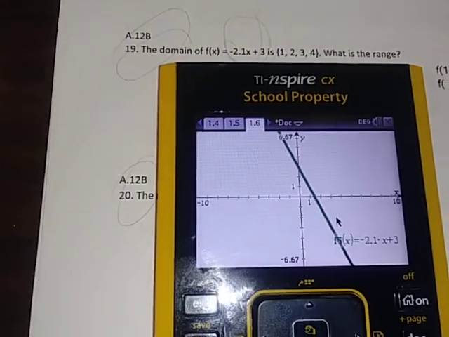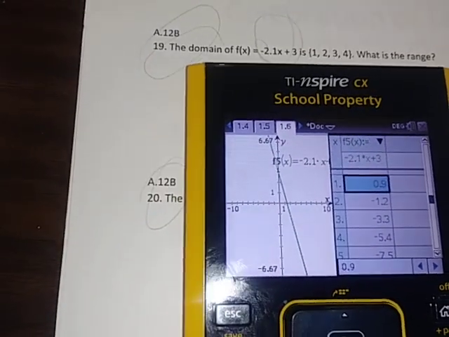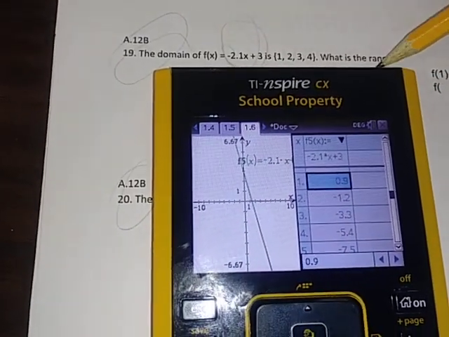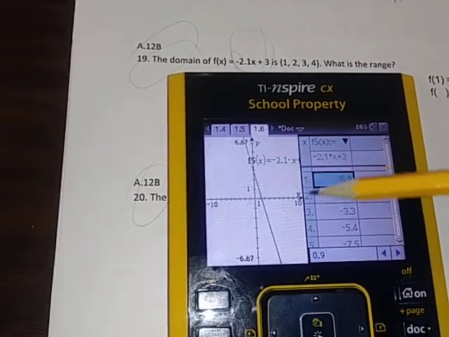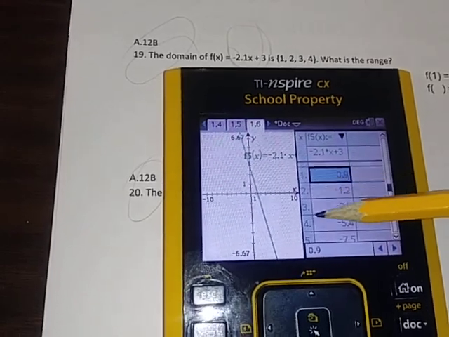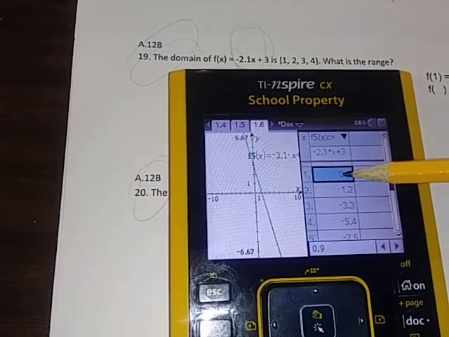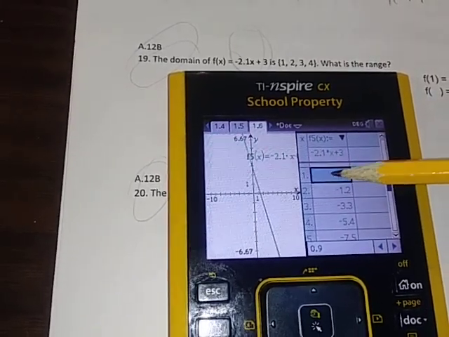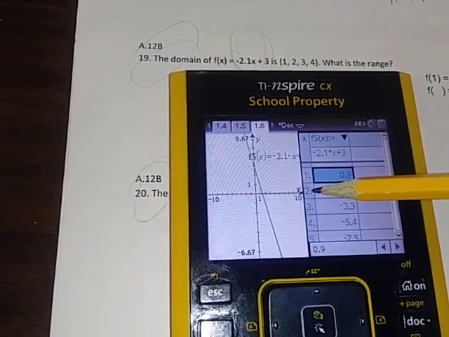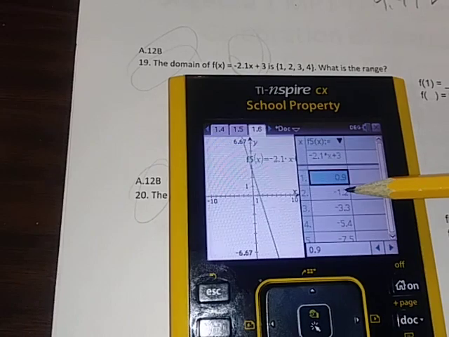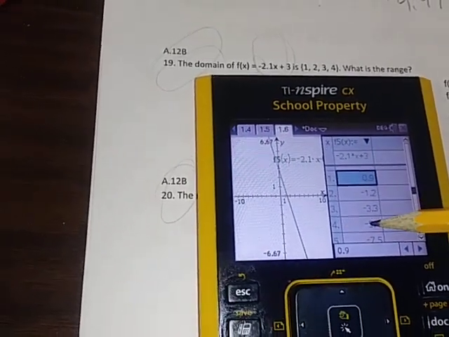Press enter, go to the table, Control T, and it's asking for the range. So that means I have to start in this column and then look in the Y column for my answer. So when X is 1, I'd have a Y value of 0.9. When X is 2, I'd have a Y value of negative 1.2. Here's the answer for 3, and then here's the answer for 4.